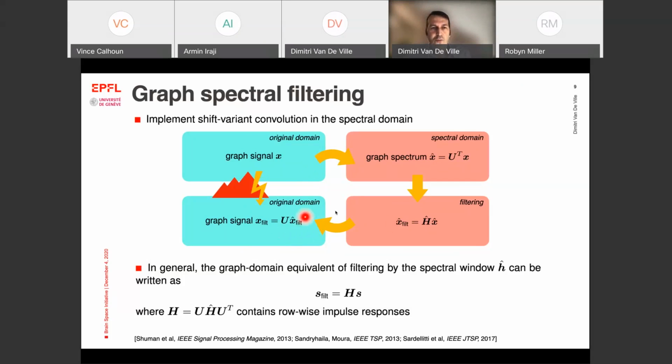in the original domain. And you can see this by constituting the matrix H you see here at the bottom, which directly links the filtered signal against the original one. And that matrix H is nothing else than U times H hat times U transpose, which on its rows contains the impulse responses that are not necessarily shift invariant, but that will adapt to the non-trivial structure of the graph.